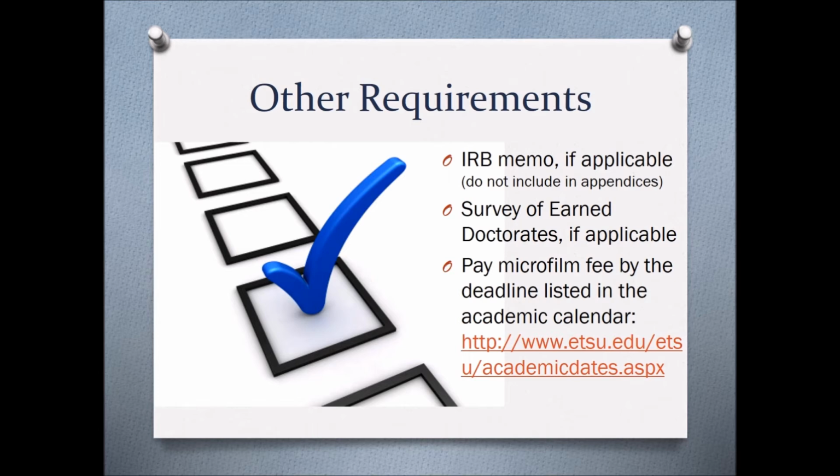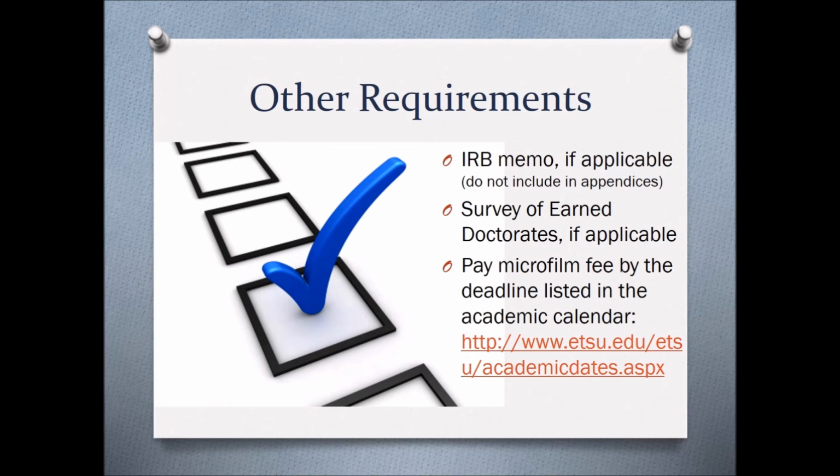The survey of earned doctorates also needs to be filled out if applicable. There is a list of PhD degrees underneath that and the codes associated with those degrees. Use those codes for that survey. This is for PhD students only, so DrPH, do not fill out. Ed Leadership does not fill this out either.